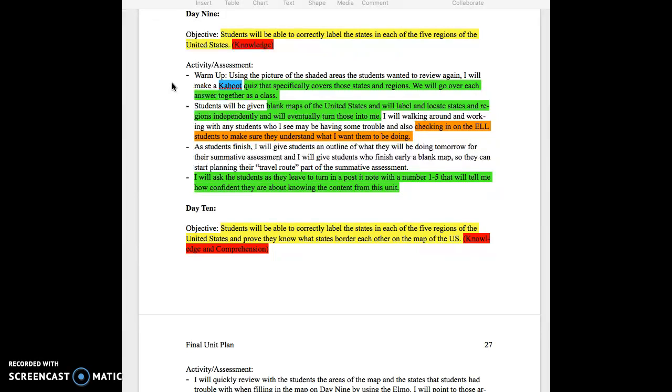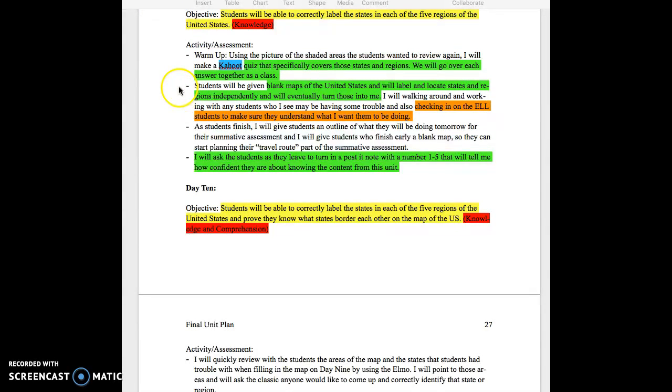So that's what I made the quiz for, and hopefully since they'll get exposure to that, they're not going to have much confusion over any of those areas again. And then we're going to go over each answer as a class, just to emphasize which states are where, which regions are where, and what states are within each region.